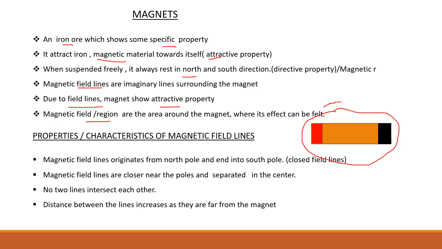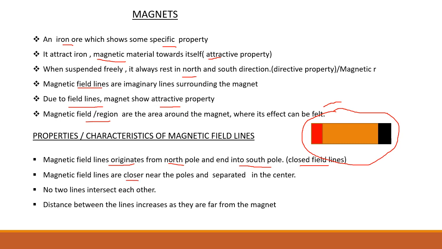Properties or characteristics of magnetic field lines. Next slide you will see the magnetic field lines. So what are the characteristics of magnetic field lines? Magnetic field lines originate from north pole and enter into south pole. That is, they are closed lines, there is no open part anywhere. They start from north pole and they enter into south pole.